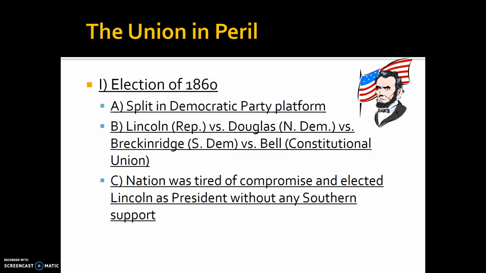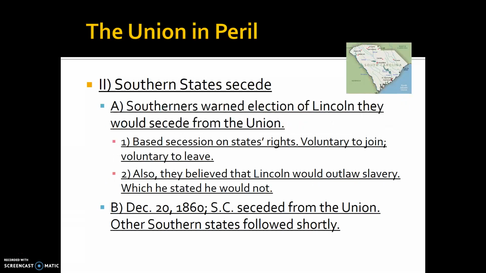any Southern support. He wasn't actually on any of the ballots in the South and went solely on Northern electoral votes. So, what happens is the Southerners already had warned that if Lincoln won the election, they would secede from the Union. They were scared that he would take away their slaves, even though prior to his election, he stated he would not. He would keep all the slaves if he had to, extend slavery if he had to, get rid of slavery if he had to, whatever it was to keep the Union together, because as Andrew Jackson stated, the Union must be preserved.